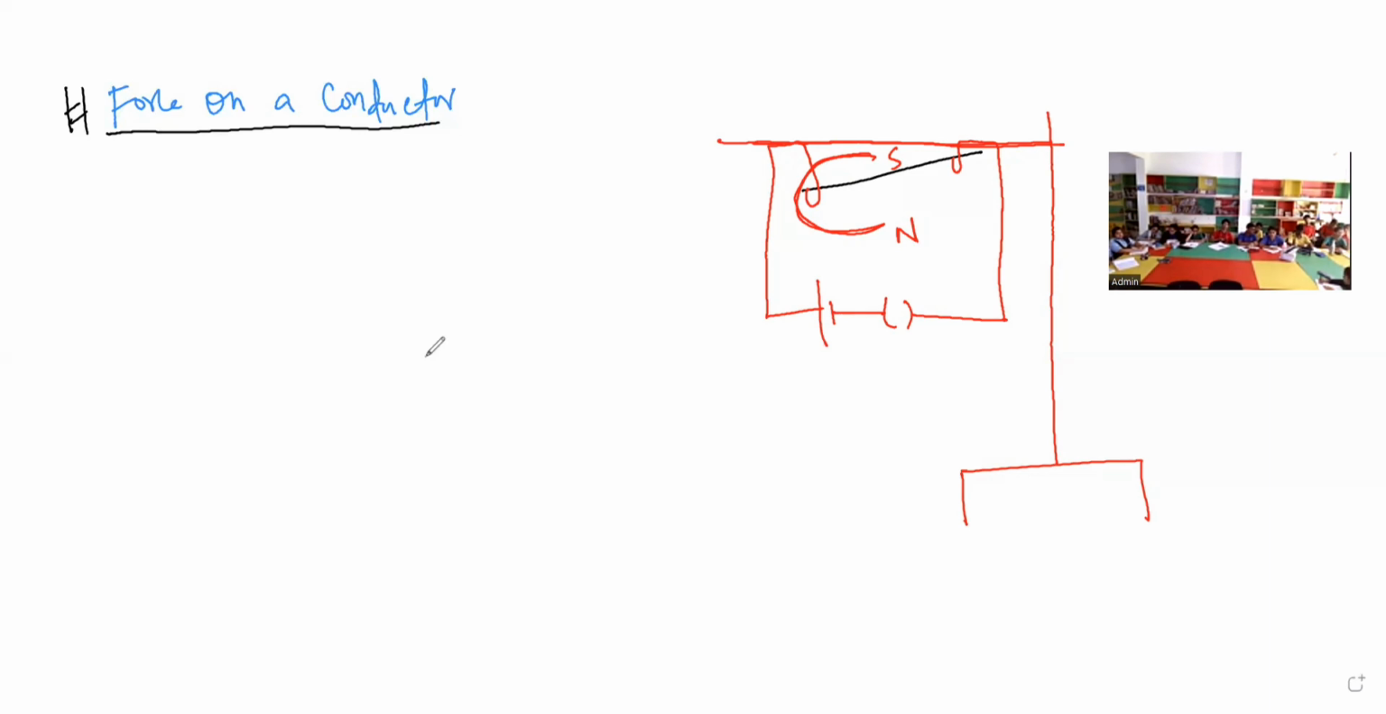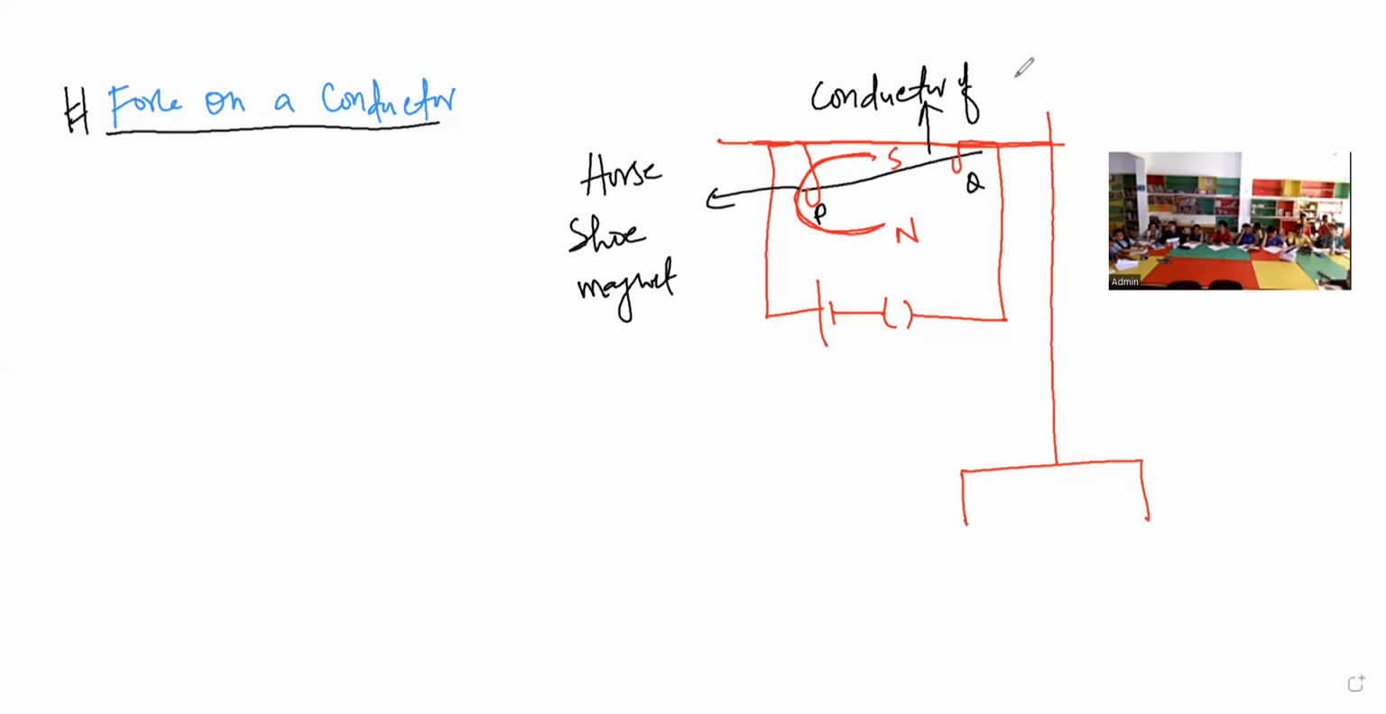So the diagram tells us we have a conductor of certain length. Let's say the conductor is PQ, and this C-shaped letter is a horseshoe magnet. This black one is a conductor of length L, and this is a stand. This is a battery, and this is a key.